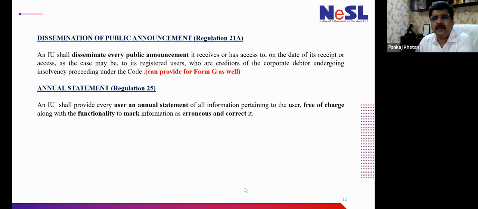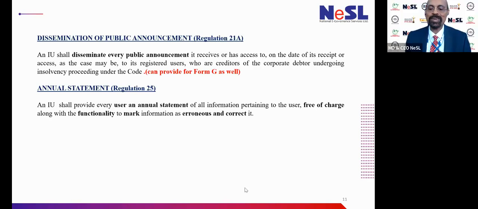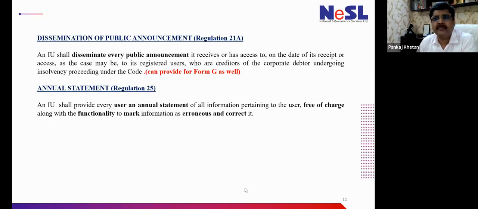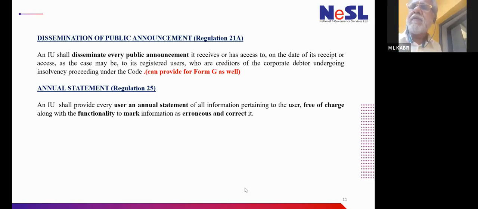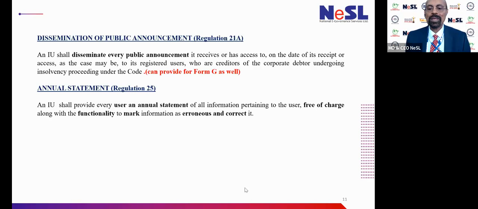Generally, what happens is public announcement also flows through an API from IBBI. And then it's disseminated. So the IP has not to do anything. Similarly, Form G also, the IP will simply give it to IBBI and it will flow through to us through an API. And we in turn will disseminate to all our users.